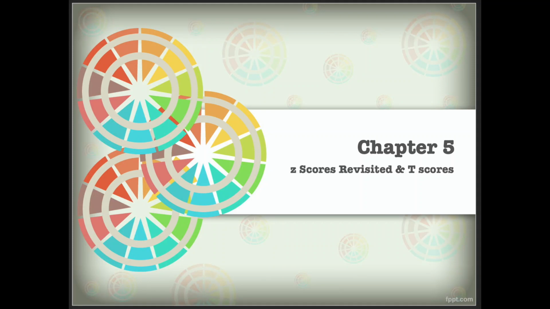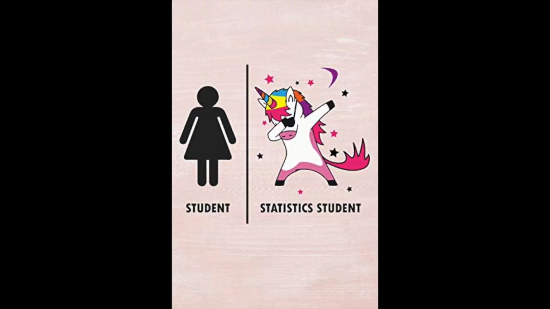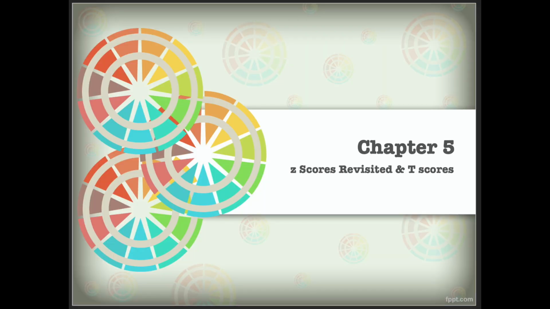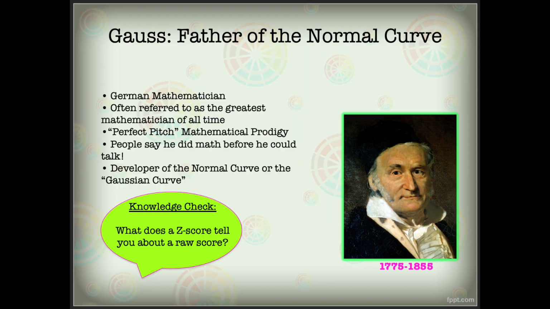Welcome to Chapter 5. This chapter involves learning about more z-scores and formulas using z-scores. And then we're also going to talk about t-scores. So let's dive in. We're going to warm up by talking a little bit more about the normal curve.